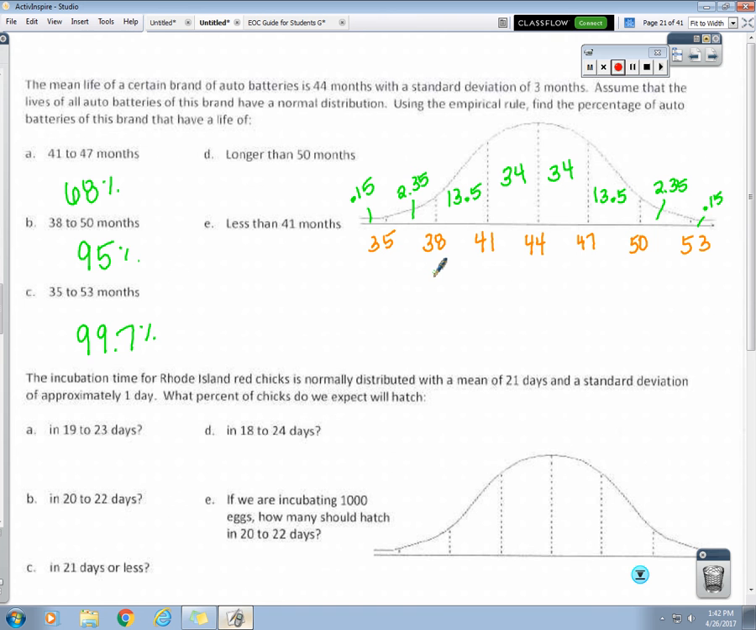How many of these will last longer than 50 months? 2.5%. And how many will last less than 41? 16%. Okay, go ahead and try the next section by yourself.